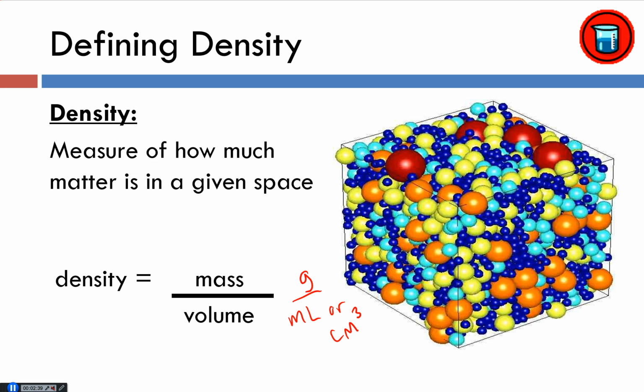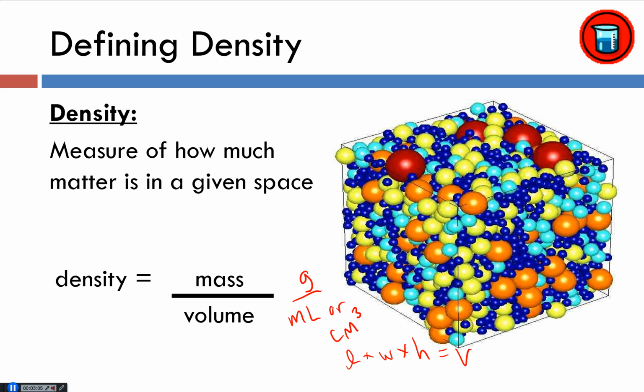Milliliter is most helpful if we're talking about something that is a liquid or an irregularly shaped object, and we can find the volume through water displacement. Centimeters cubed is used more frequently when you have a regularly shaped solid, and you can do the length times width times height calculation to find a volume. But again, don't get really hung up on milliliters or centimeters cubed. They are expressing the same exact amount of space.